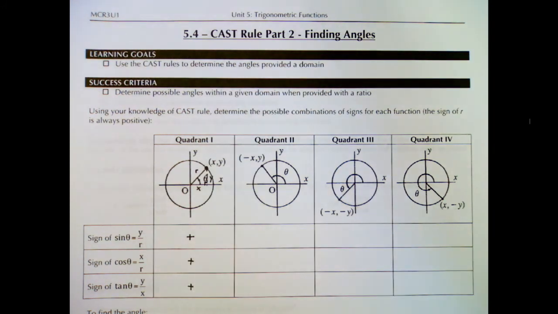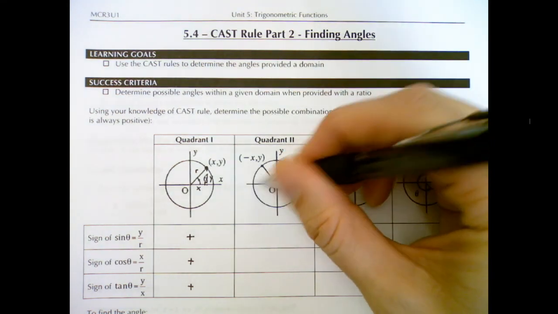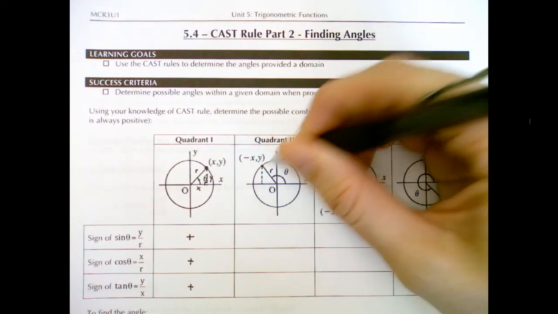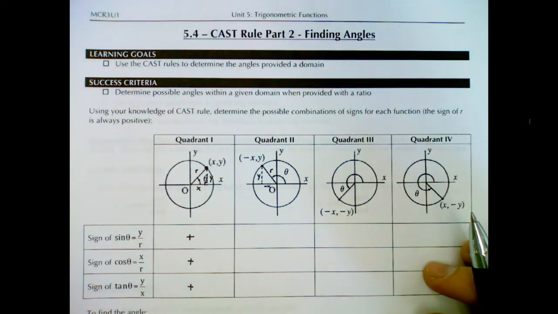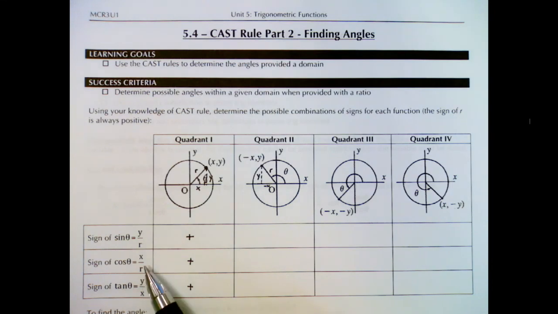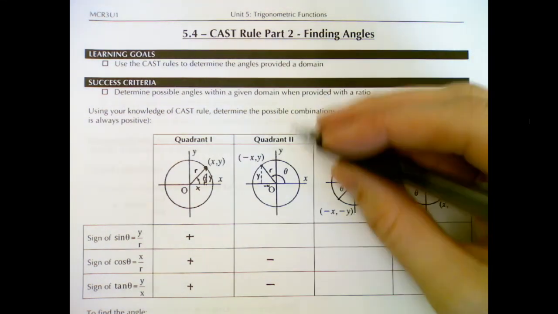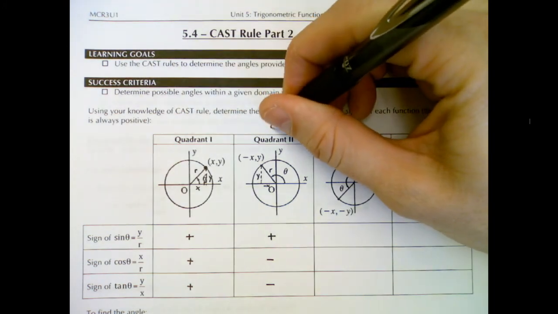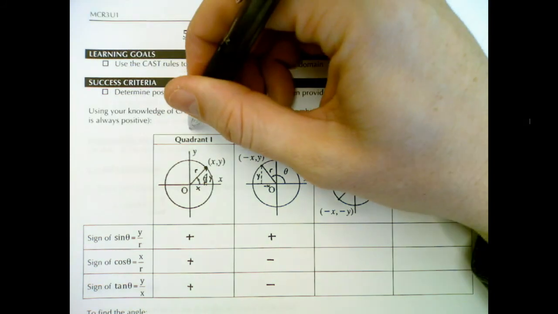In quadrant 2, when we rotate into the second quadrant, the x's in this quadrant are negative. The y's are positive, and the radius is always positive. So we've got negative x's, so any ratio that uses an x is going to give you a negative answer. The two ratios that use x are cos and tan. So in quadrant 2, the only one that comes out positive is sine. And we can use S to designate sine. S comes out positive in quadrant 2. In quadrant 1, all of them were positive.